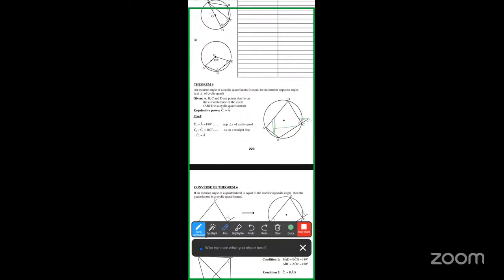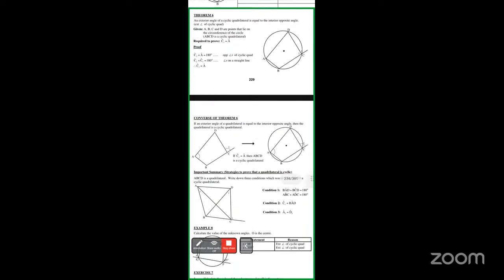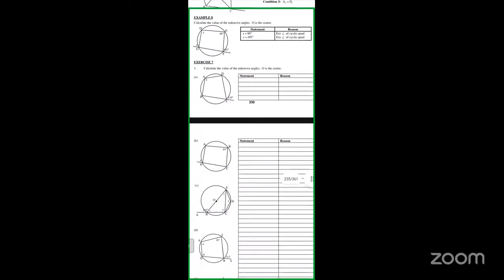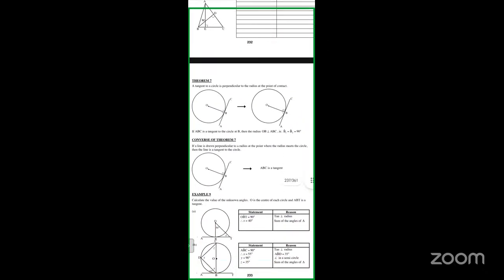Then we can also go to the converse of this theorem. The converse is saying, if an exterior angle of a quadrilateral, we don't know what this quadrilateral is, but if that exterior angle of the quadrilateral is equal to the interior opposite angle, then we can conclude by saying that quadrilateral is a cyclic quad. That's all you need to know. It's a cyclic quad. Then we can move to theorem 7. It's the simplest theorem, I think.